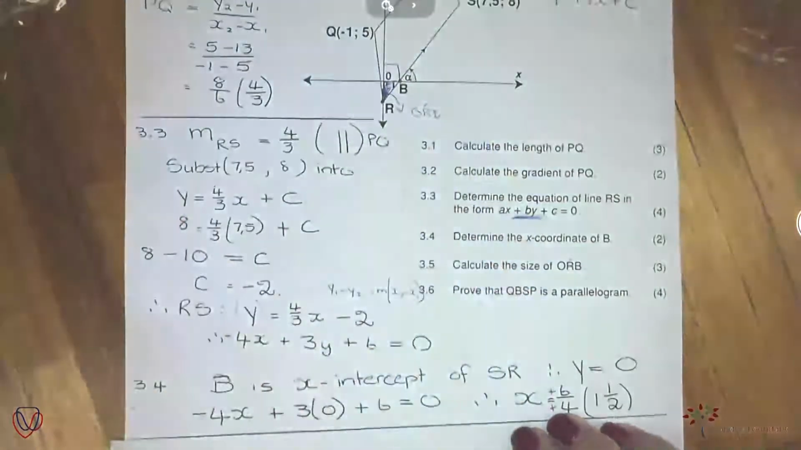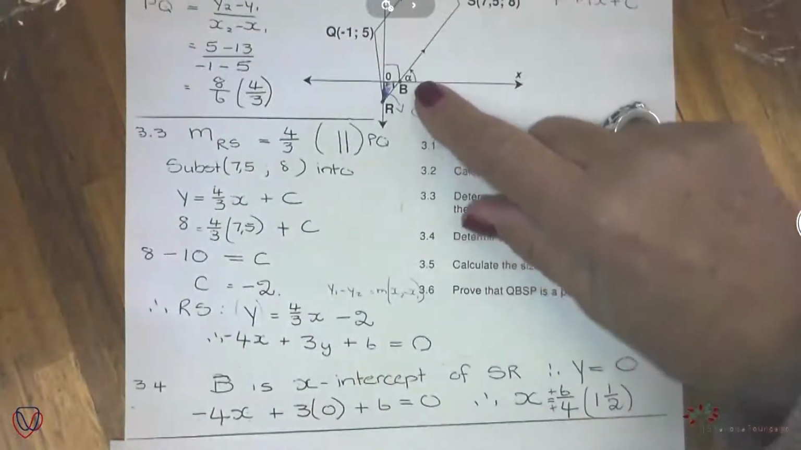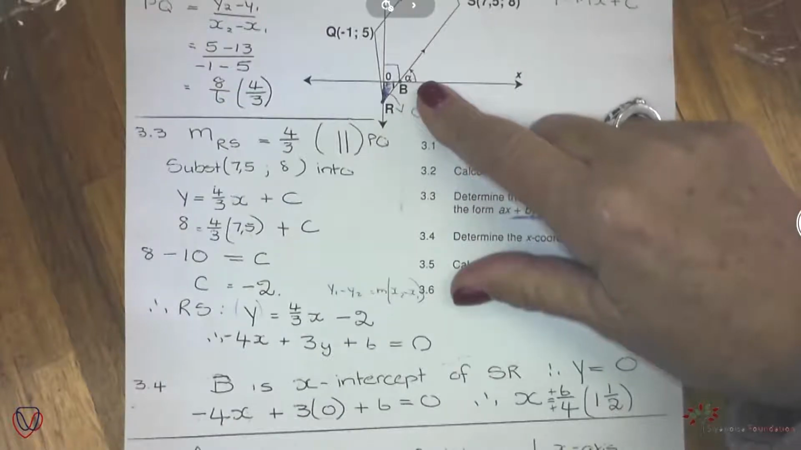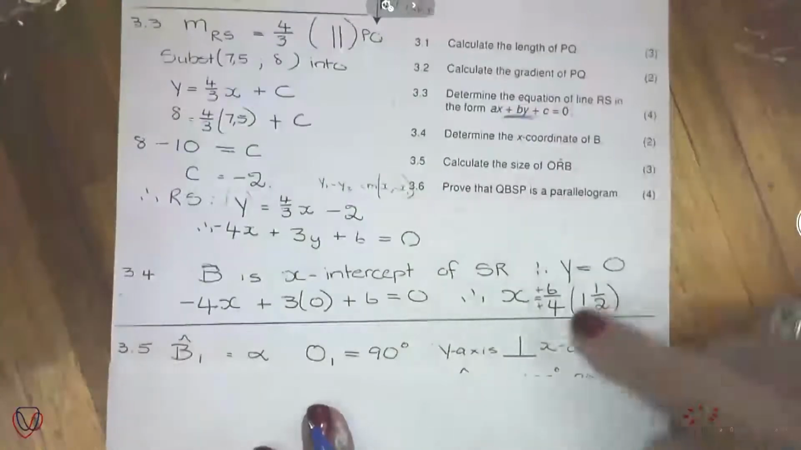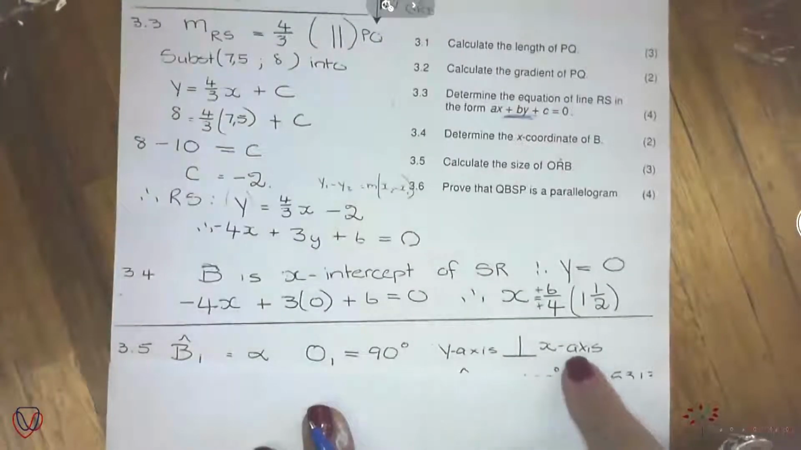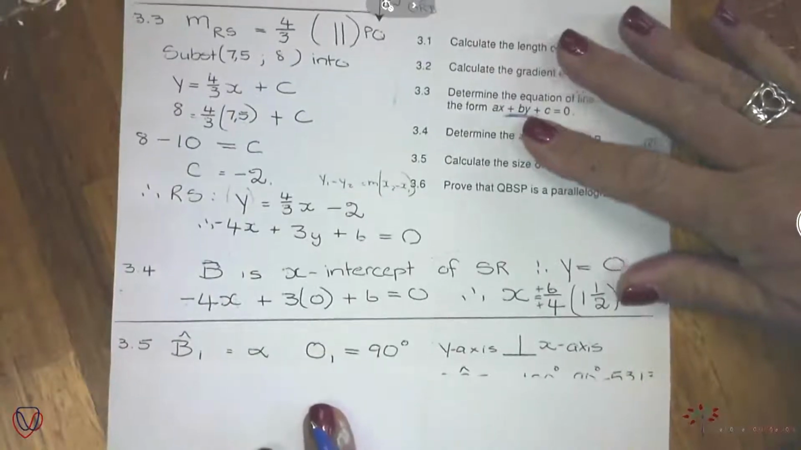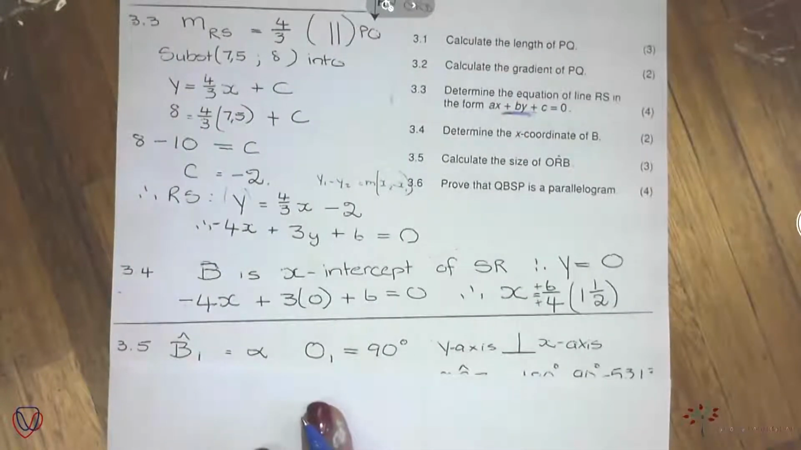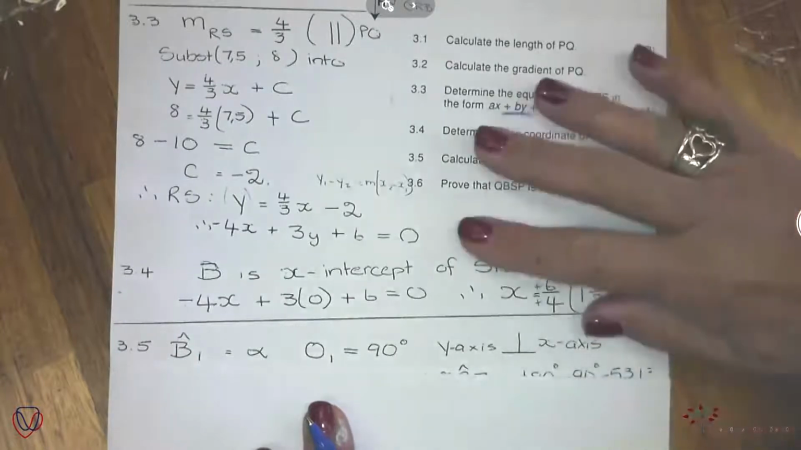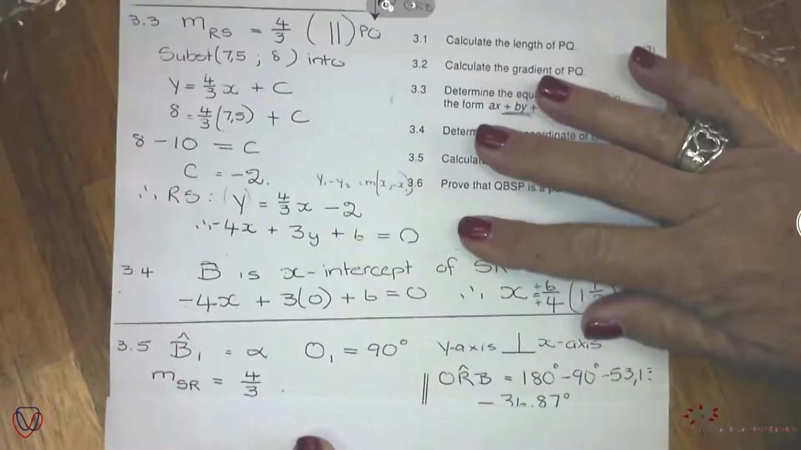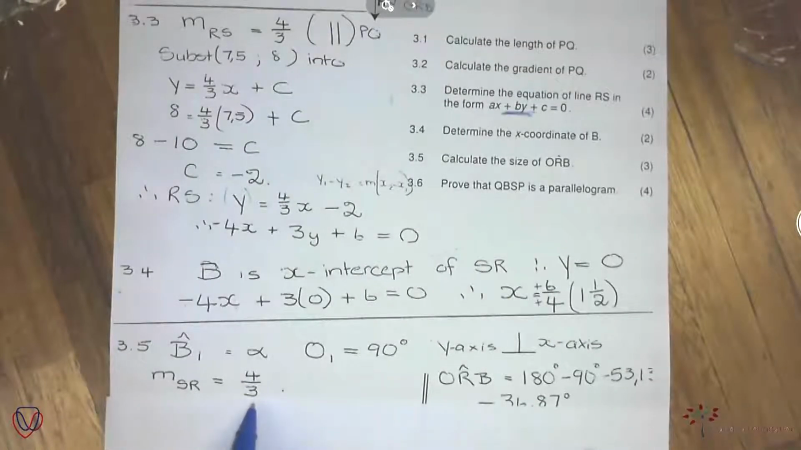Okay, so let's see whether we can get that angle of inclination. B1 is alpha and O1 is 90. I wrote it there. The y-axis is perpendicular to the x-axis. B1 is alpha. Now I want to find that alpha. So we're going to say the gradient of the line is equal to 4 over 3.